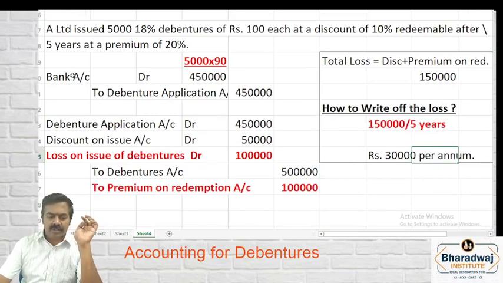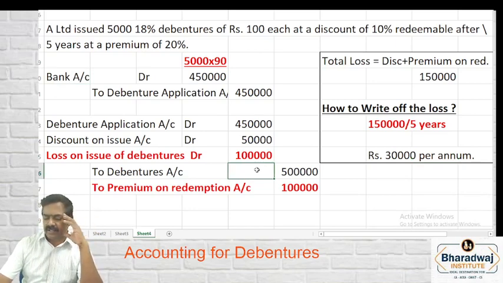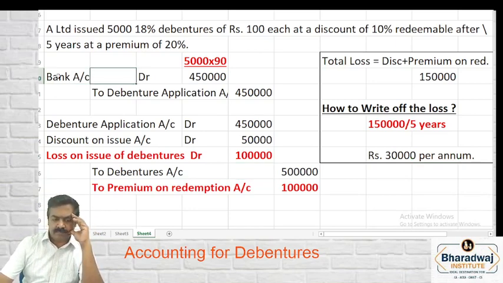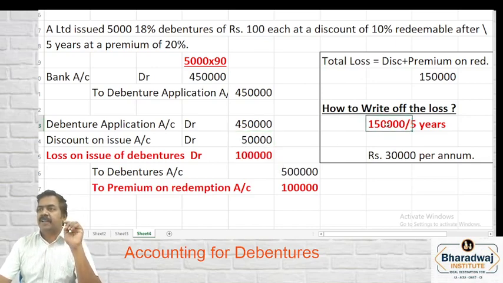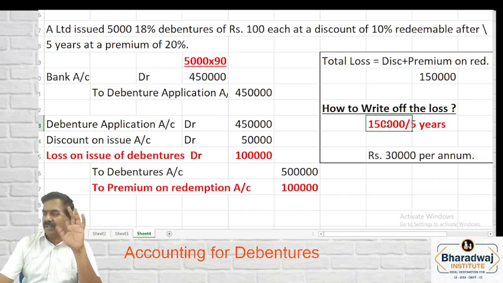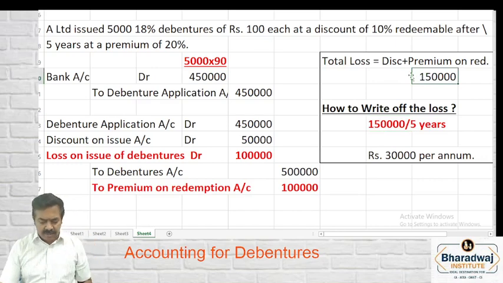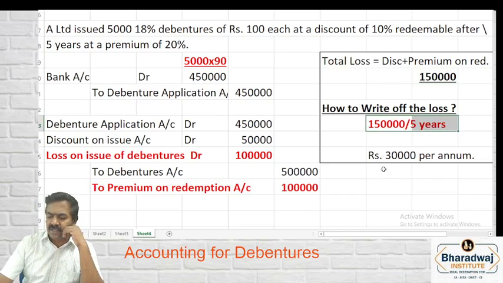A question can be asked like this also. Pass the journal entry and show how to write off the loss. Like that they can ask a question. Very simple. What is the total loss on issue of debentures? 1,50,000. What is the benefit period of the debenture? How many years are you using this money? 5 years. Write off over 5 years. Otherwise, this 1,50,000 is not an expense for 1 year. It is an expense for how many years? 5 years. Write off that loss based on the 5 years tenure.